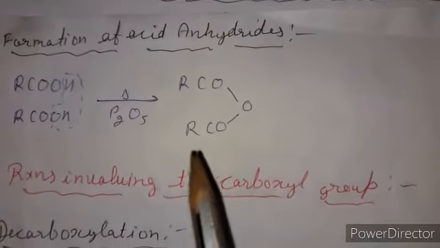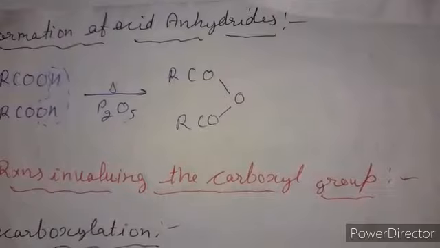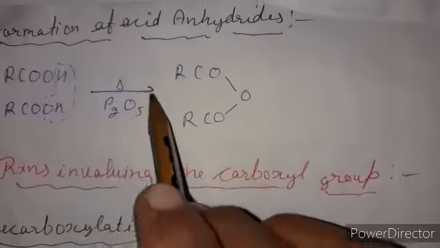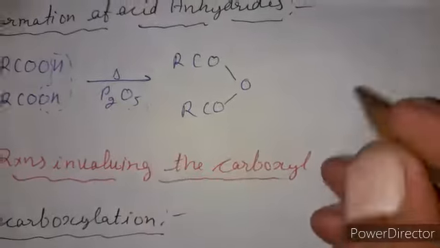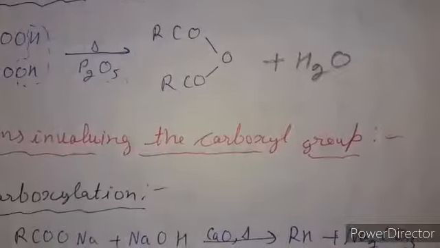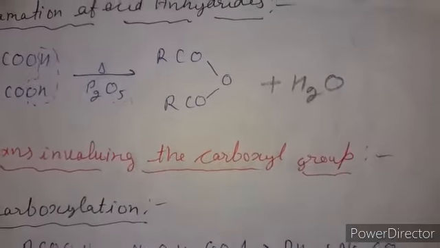Next, formation of acid anhydride, by the action of heat in the presence of phosphorus pentoxide. Two molecules of carboxylic acid are heated in the presence of the strong dehydrating agent P2O5, which acts as a strong dehydrating agent to form an acid anhydride along with a water molecule. It's another derivative of carboxylic acid.